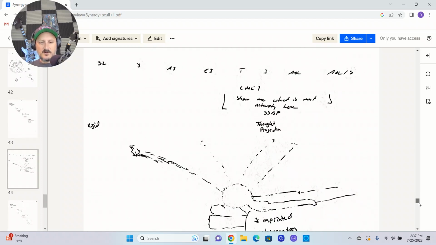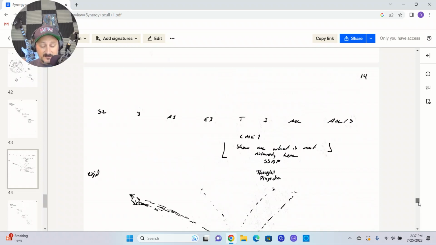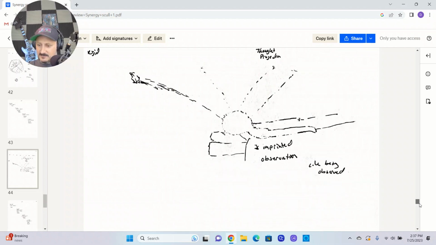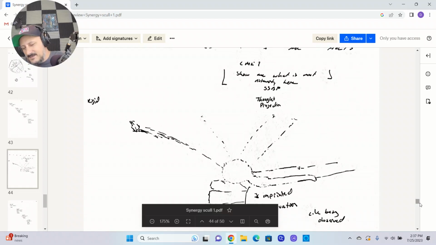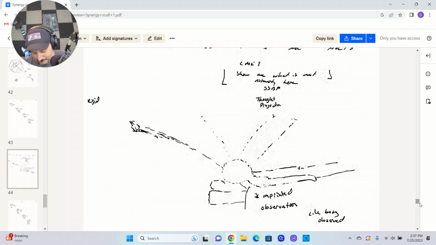Show me what's most noteworthy here. Something should be perceivable. And the first thing that comes to me is thought projection. Imprinted observation. Like being observed. Now, there were times in this session, from my perspective, it was almost like someone's consciousness was imprinted on this object.